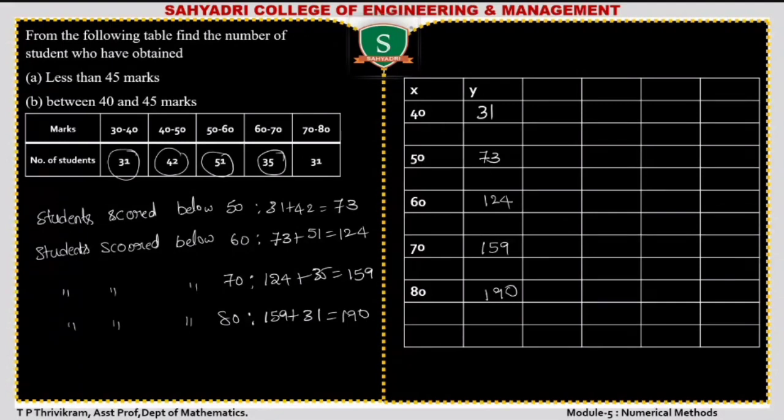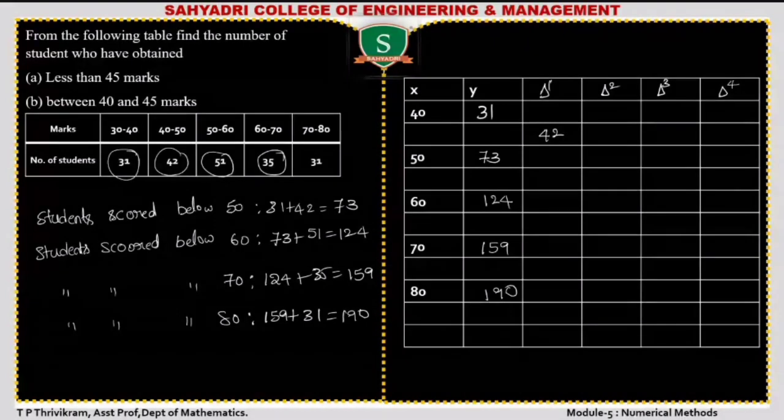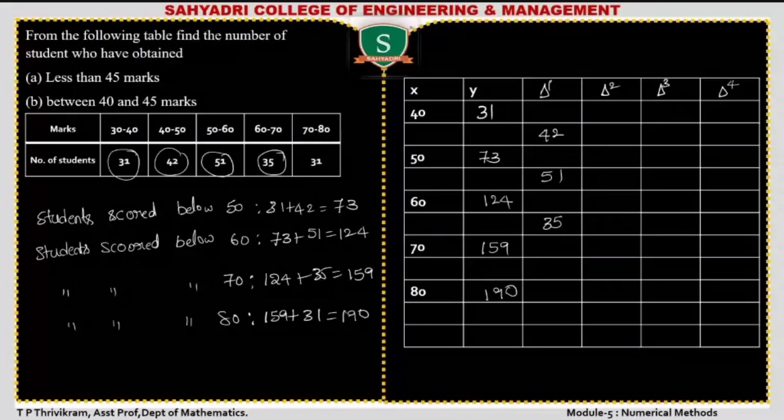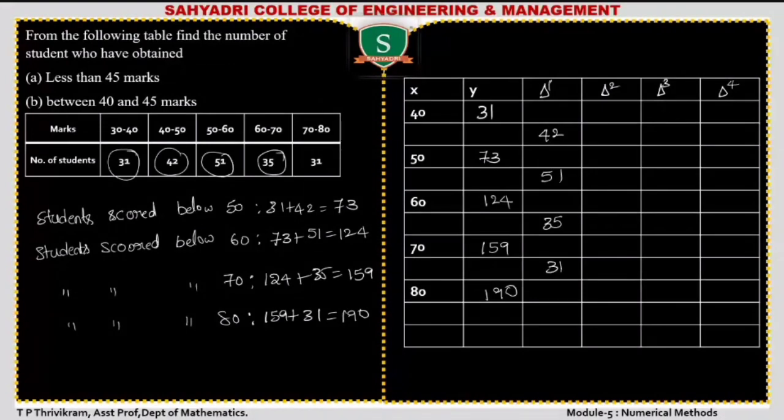So here, if I am using forward interpolation, I can write delta 1, delta 2, delta 3, delta 4. Up to fourth order difference we will get. Next here, find the difference. 73 minus 31, it is 42. Next, 51. Next here, 35. Next here, 31. If you take the difference.